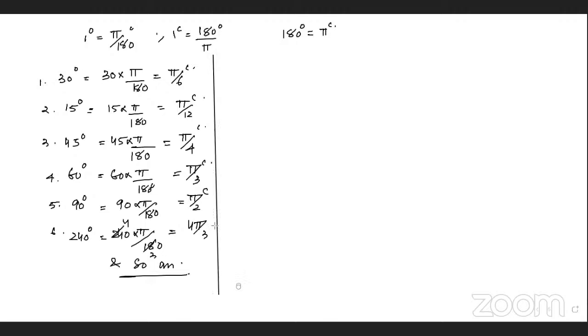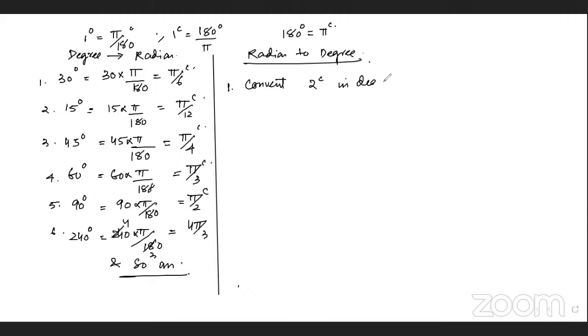Second, this is degree to radians. अब हम आपको बताएंगे radians to degrees. चलिए बताइए, पहला क्वेश्चन है आपका, convert 2 radians into degrees. ठीक है ना, into degrees, लेकिन properly.